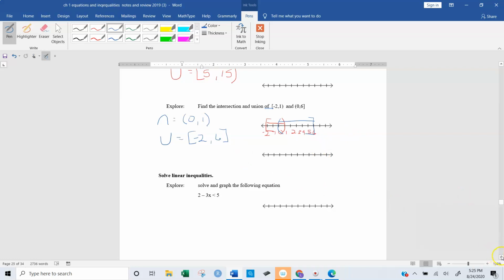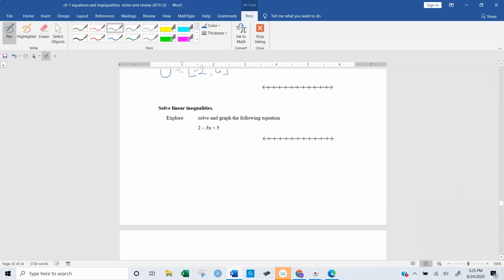All right, now let's solve and graph. That's just linear, so not too much. So we're going to subtract the 2. Remember, your job is to get the x by itself. So you have -3x is less than 3.